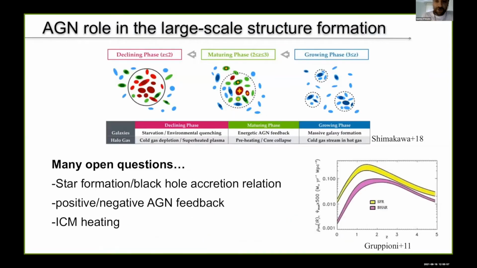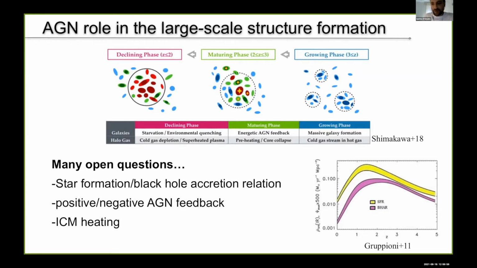So just a couple of words about large-scale structure formation. In this very schematic cartoon, we have the main stages of this evolution. We have an initial phase in which massive galaxies form in gas-rich environments, triggering star formation and accretion onto the central black hole, leading to feedback and to the quenching of star formation in the local universe. Of course, this very simple cartoon does not answer many open questions that have been addressed during this conference. For example, what is the relation between star formation and black hole accretion, which are known to peak at the same redshift, the cosmic noon, and what is the role of the AGN in regulating the evolution of star formation and the heating of the intracluster medium?